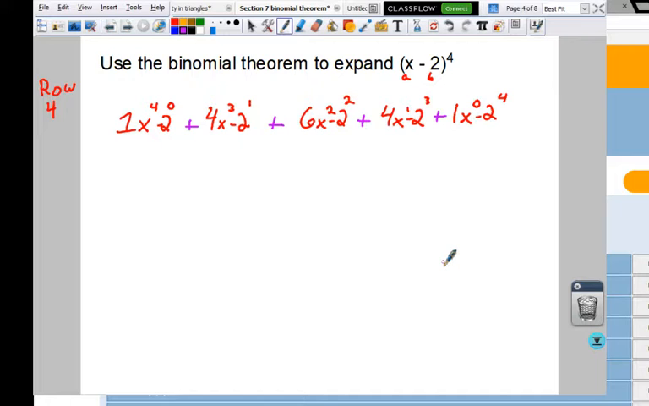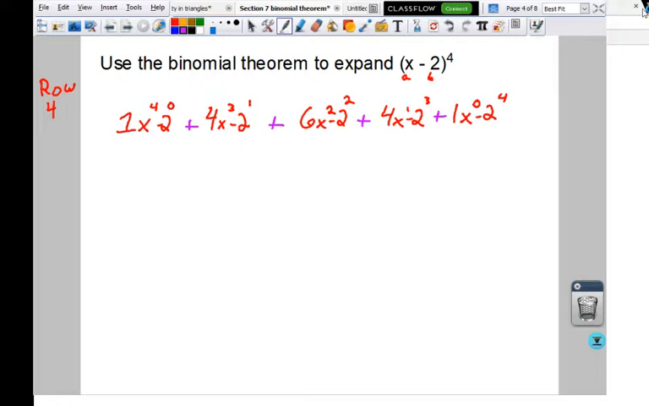What's negative 2 to the 0? Wait, negative 2 to the 0? Hang on, we're going through it. I'm just waiting for everybody to catch up first. You don't remember Algebra 1? What's anything to the 0 power? Oh yeah, 1.